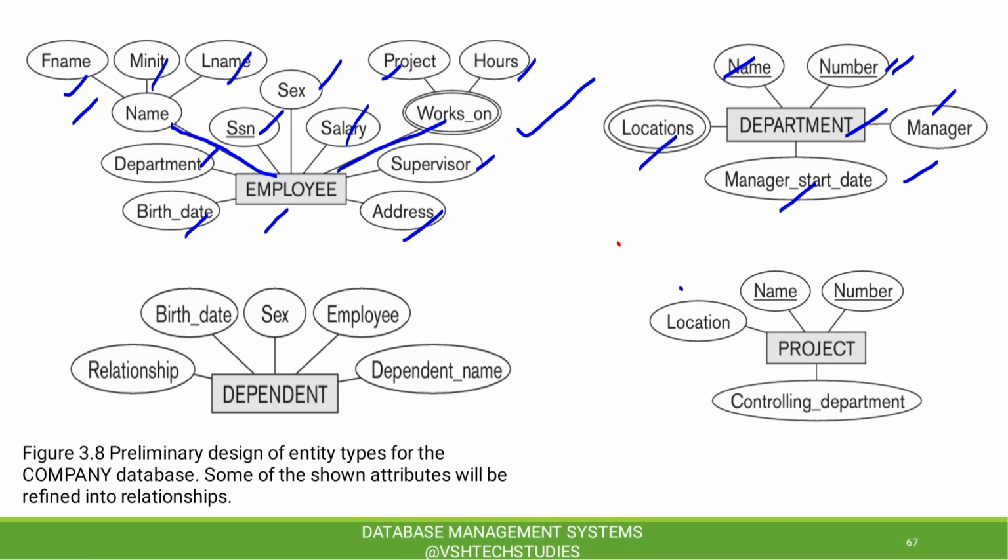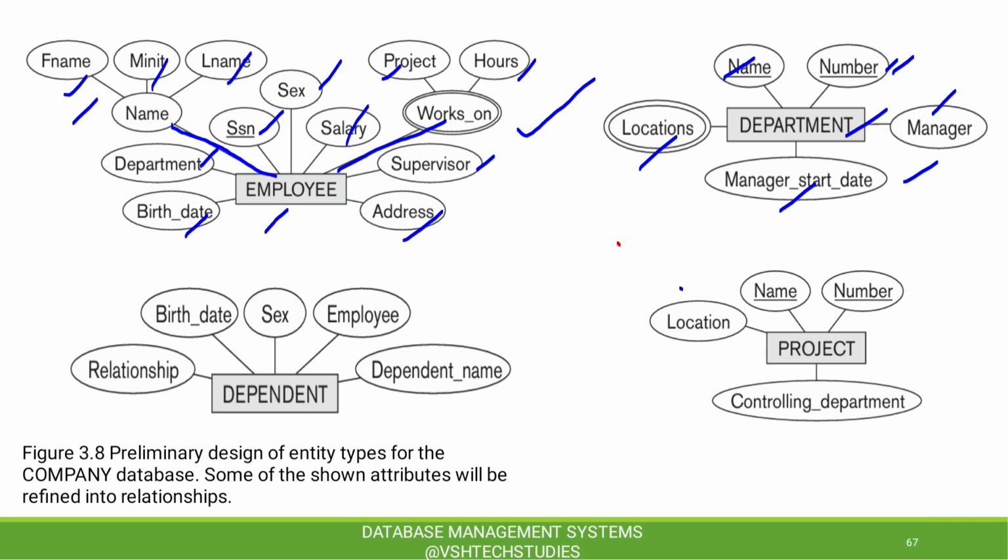So locations, if you take, double ovals are written here, one inside the other. So the location attribute is multivalued. One department can run in different locations. That is what is the meaning. So this is as per the description of the company database taken.